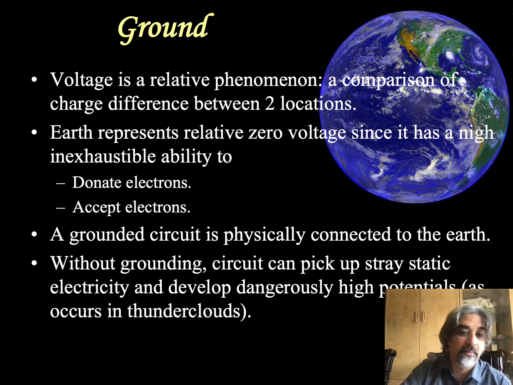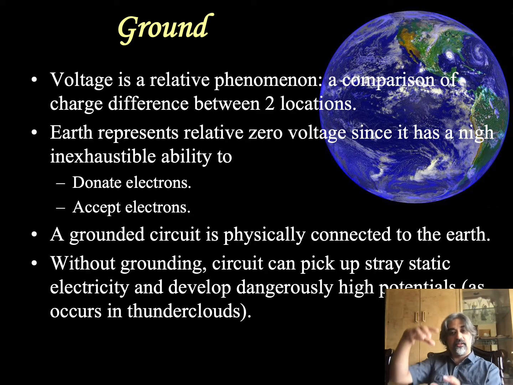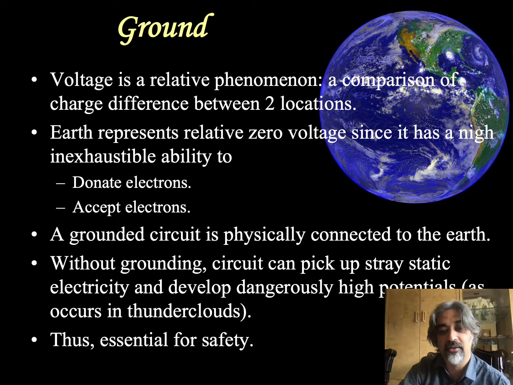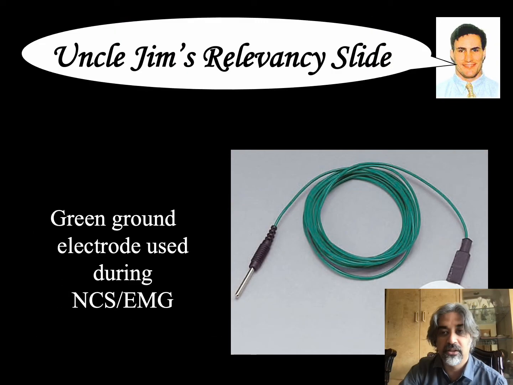Without grounding, a circuit can pick up stray static electricity and develop dangerously high potentials, as occurs with thunderclouds. So basically, thunderclouds are storing all this charge up far away from the Earth, and then it builds up so much that there's an attraction, and that's how you get the electricity between the Earth and the thunderclouds. So at this point, we don't think that the ground electrode is being used for safety reasons. It is being used to represent what zero charge, or zero voltage, would be, so that the other electrodes can compare to that.